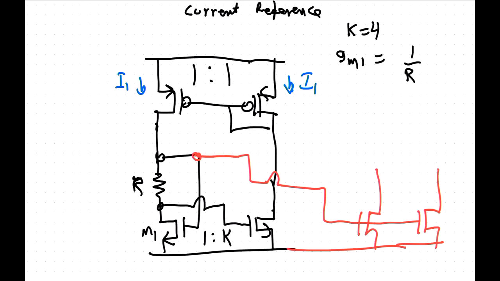Now, the reason this is such an important reference circuit is that GM is really what matters in terms of stability, in terms of speed, in terms of noise, in terms of pretty much anything in the analog circuit. You really want to control GM. So it's actually better to control GM than it is to control the current.